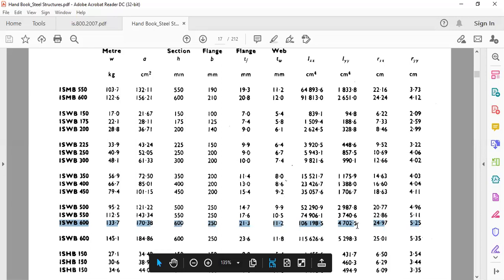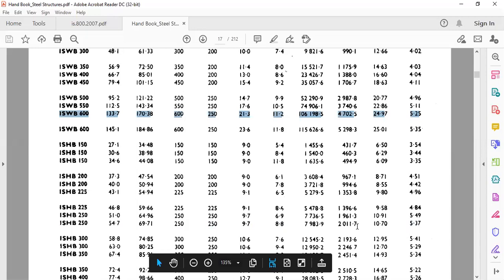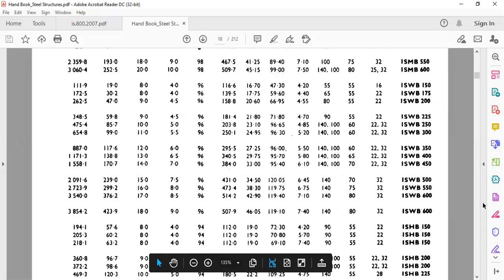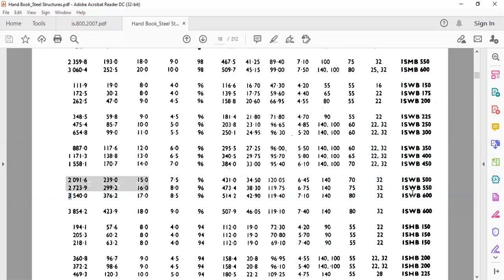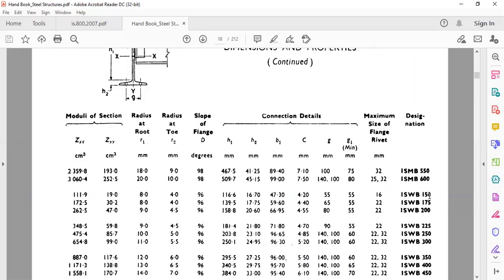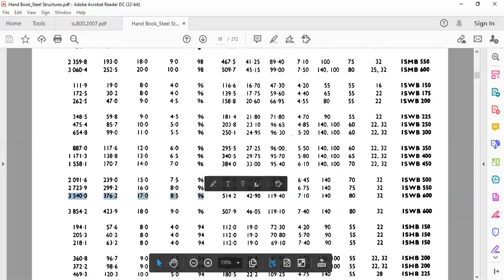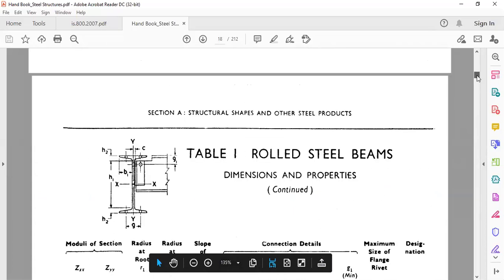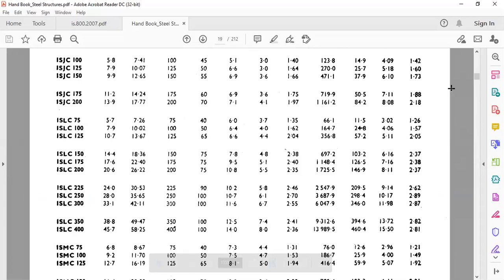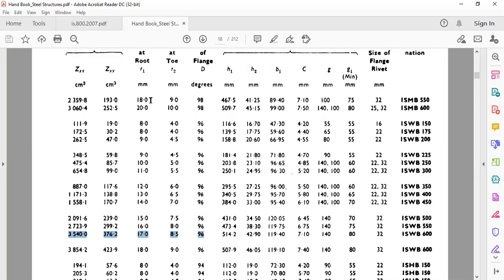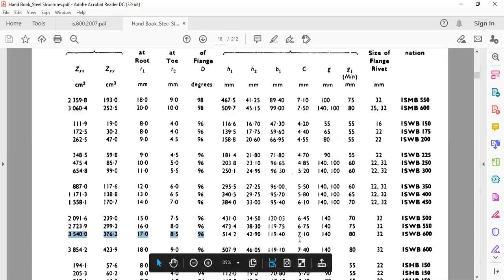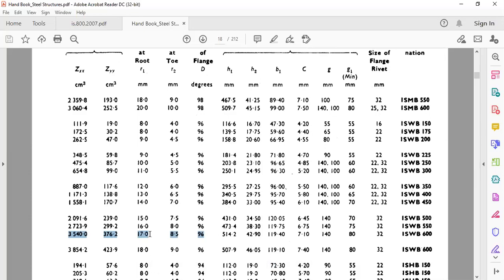Okay, so these things we have to note it down along with our remaining properties. Okay, so the remaining properties in the sense, the CYY and CXX values, so those things and all we need. Okay, now so those values we are going to take it out. Okay, so root radius R1 is equal to 17 mm. So those things we have to take it.